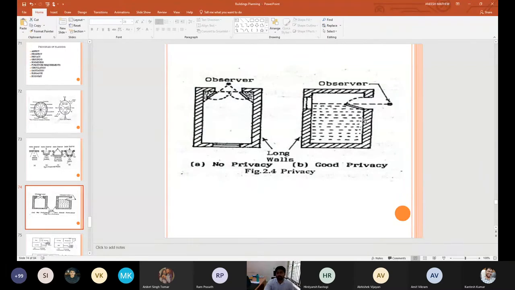In the second figure you can see here, if you observe most rooms where you provide doors, normally we never provide doors at the center of the wall.